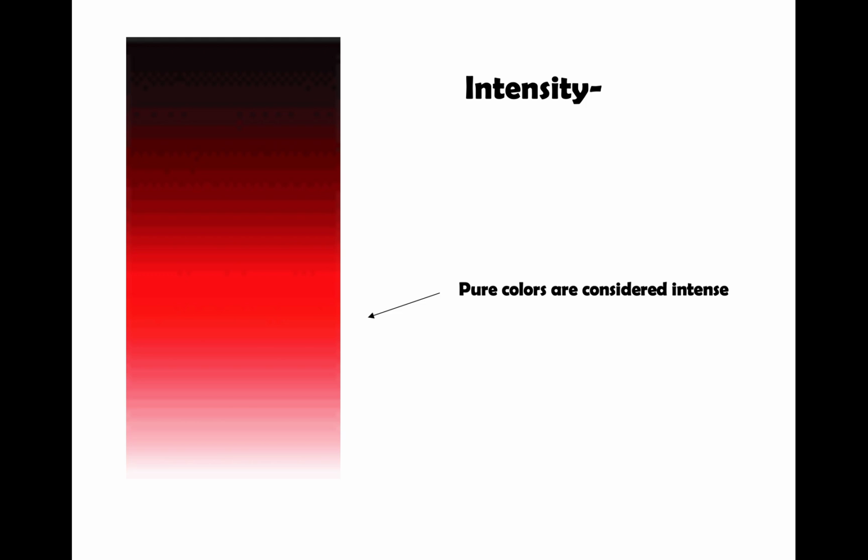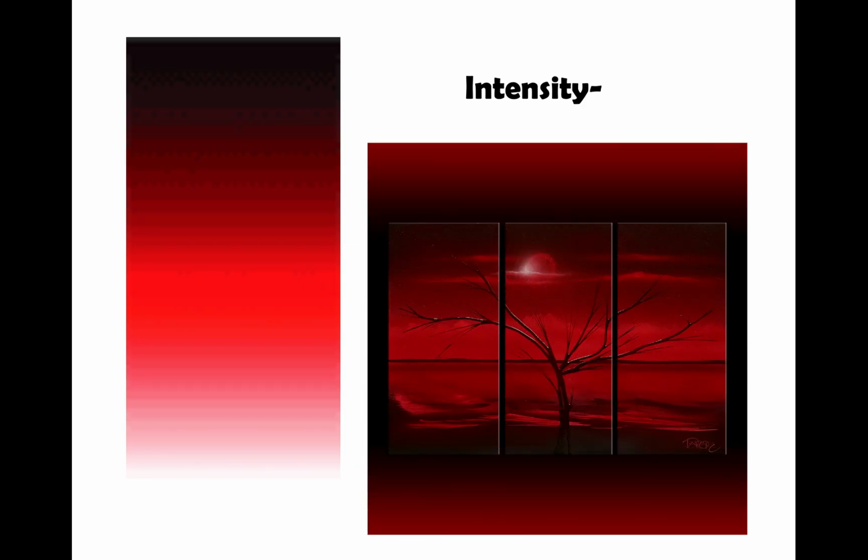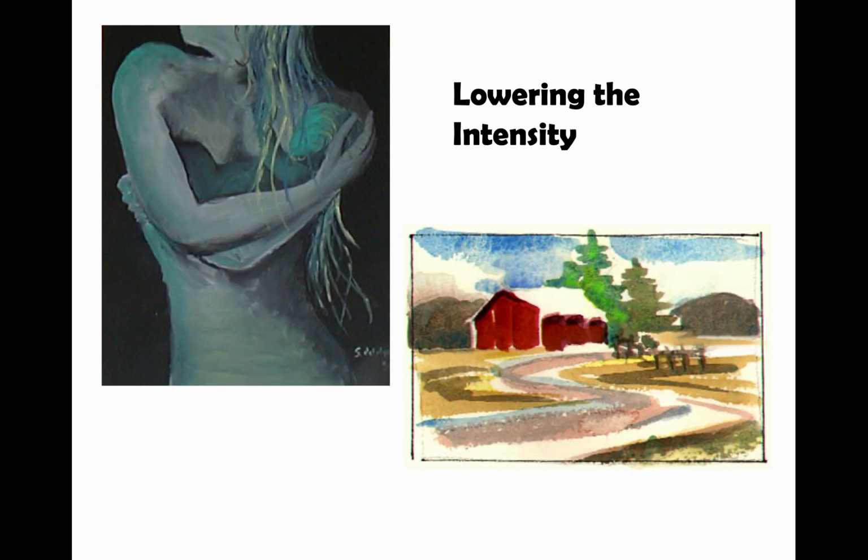Then there's intensity, and that refers to the brightness of a color. So an artist can enhance a work of art by either lowering the intensity or raising the intensity. There are different ways to lower the intensity. You can mix gray with a color, or you can mix the complement, which is called breaking a color.